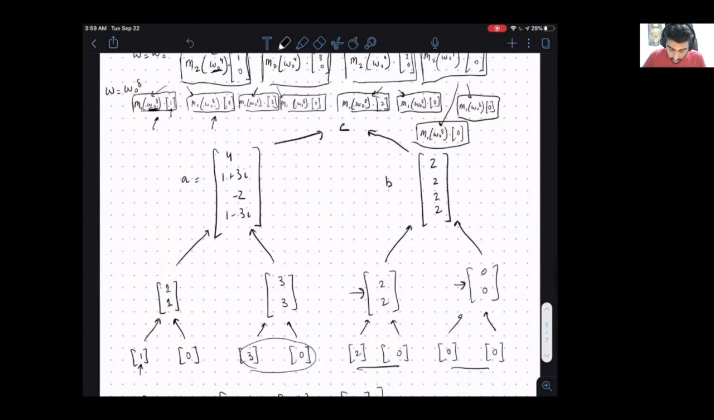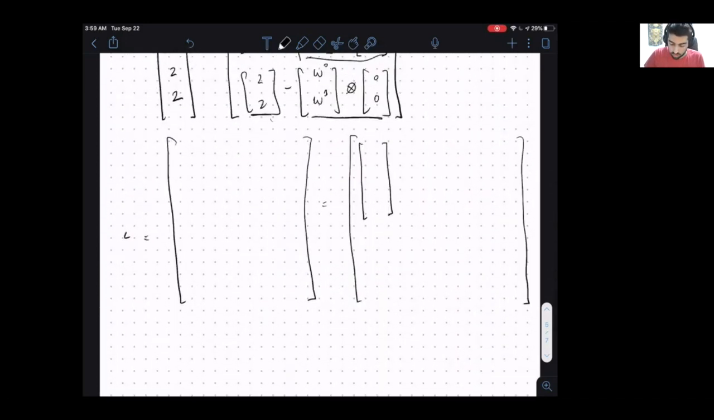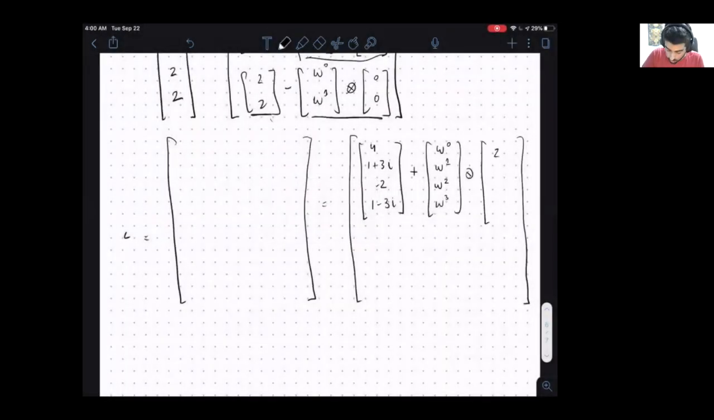So again, the left subproblem for C is 4, 1 plus 3i, minus 2, 1 minus 3i. And we're adding it to this vector of constants, omega naught, omega 1, omega squared, omega cubed, pairwise multiplied with the right subproblem, 2, 2, 2, 2.